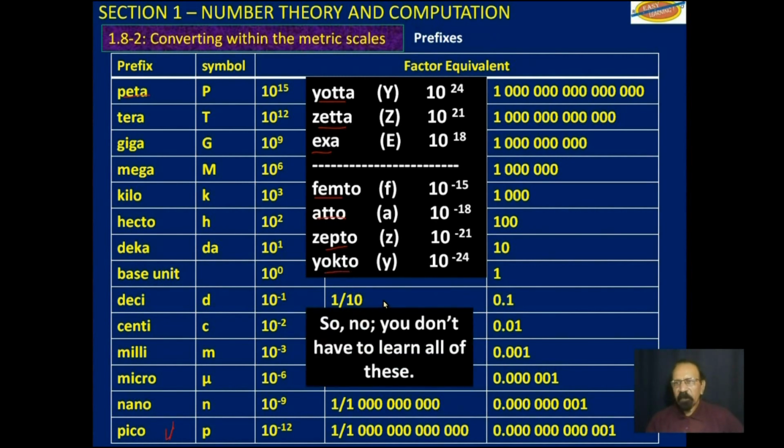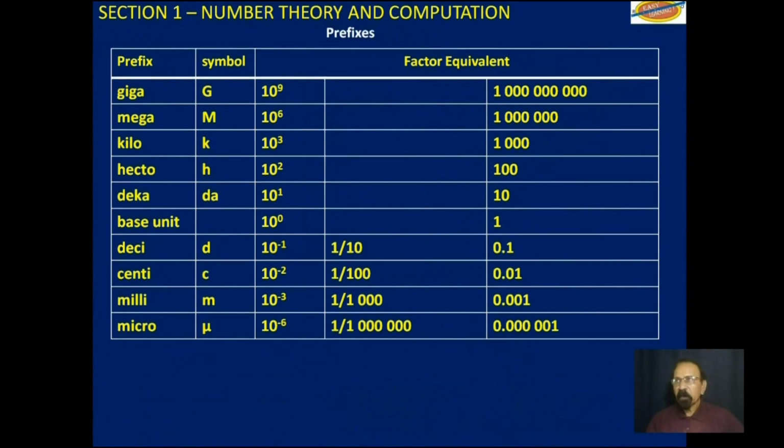So no, you don't have to learn all of these, but you do have to learn some, and these are the ones that you would have to learn: micro, milli, centi, deci, deca, hecto, kilo, mega, giga. You need to know what their symbols are and how many or what part of the base unit each one comprises. Before we go on, one little warning here.